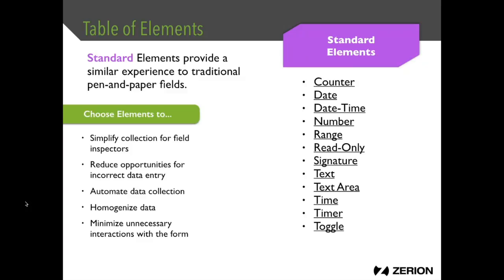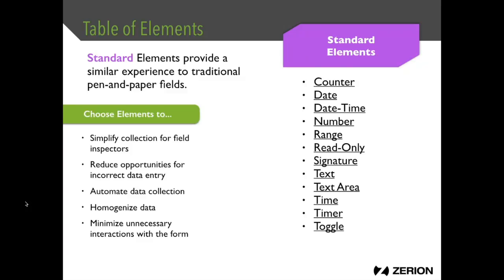So when you're choosing your elements, I have a simple checklist here on the left for you. You want to keep in mind these different considerations. You want to choose elements to simplify collection for your field inspectors, meaning if there's an element that will capture that data automatically, that's always going to be a good thing to have. You want to choose an element to reduce the opportunity for incorrect data entry. So for example, if you wanted to enter in something like an age or a numeric input, it wouldn't make sense to use the text field.